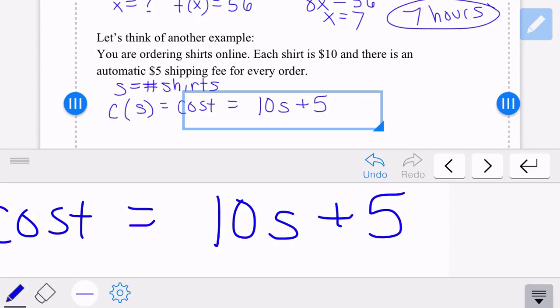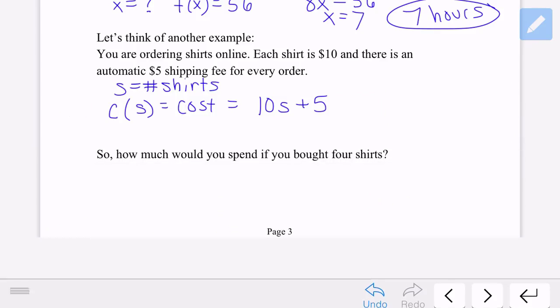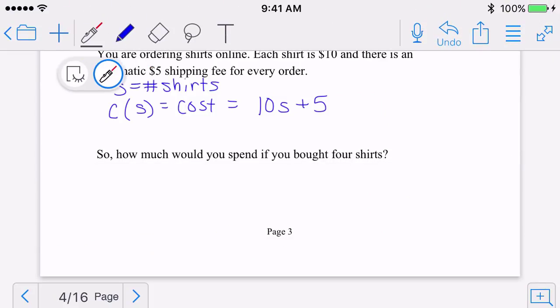Okay, notice that there's not an s here with the 5. $5 is what is tagged on automatically. It doesn't matter the number of shirts you buy. So you don't want the 5 to be paired with s. Okay, it doesn't depend on s. That $10 does depend on how many shirts we buy. So that's why it's paired with the s variable. Okay, so that's what our function should be. Our c of s function should be 10s plus 5.